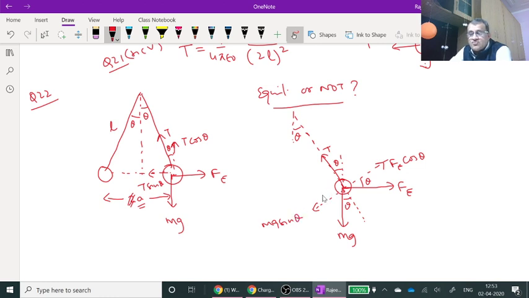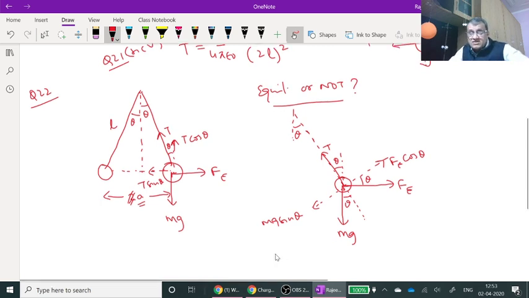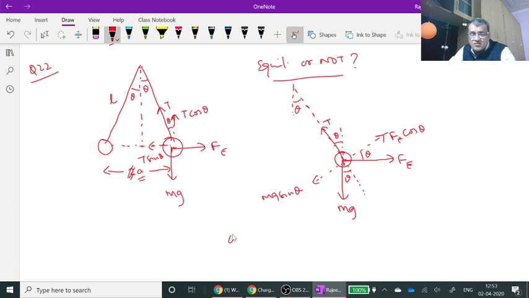This is along the string, and this is perpendicular to the string. Now the question for you, and these are significantly good questions. Question number 1: is mg sin theta equal to Fe cos theta? Or rather, I can make it more obvious: when is it not?